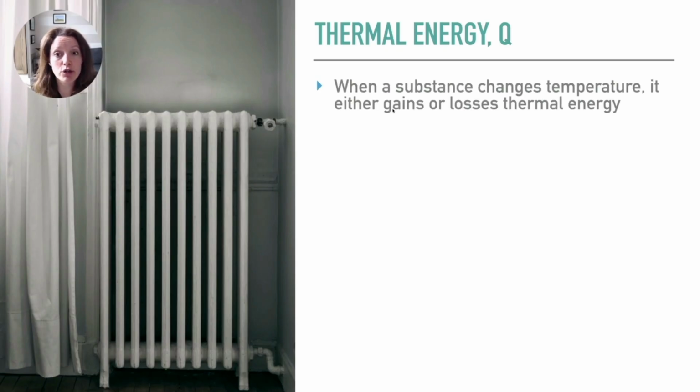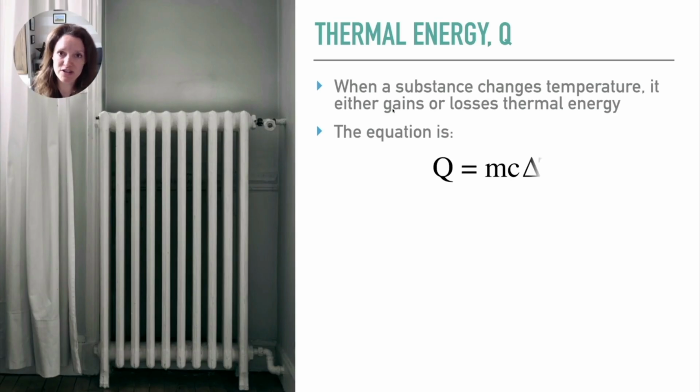it either gains or loses thermal energy. And the equation for that, which you'll find in topic 3 thermal energy, is Q equals mc delta T. M is the mass of the substance, C is the specific heat capacity which you'll be given, and delta T is the change in temperature.